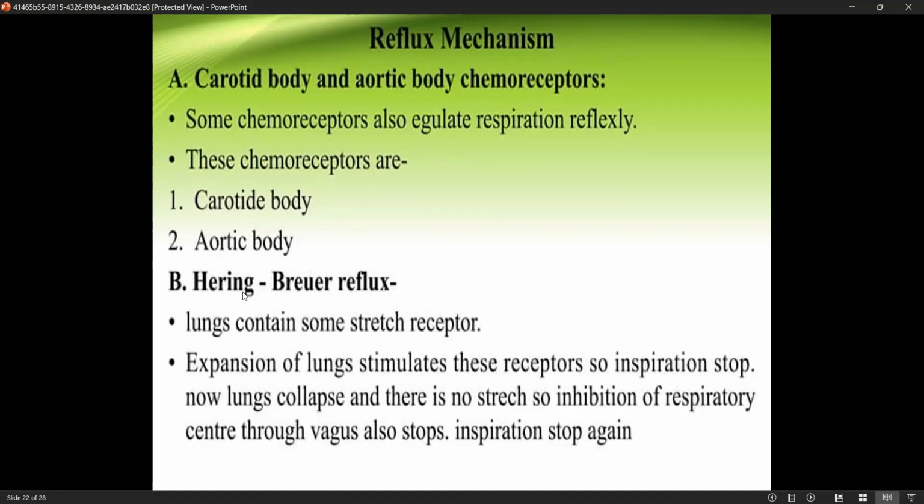Okay. Also, the Hering-Breuer reflex contains some stretch receptors, which help in the expansion of the lungs that stimulate the receptor. So respiration stops wherever required. It stops, and now the lungs collapse and there is no stretch. So inhibition of the respiratory centers through the vagus also stops inspiration. Once the inspiration starts, there is a stop of the inspiration and then the next process, that is expiration, starts. So this is how the reflex mechanism continues.